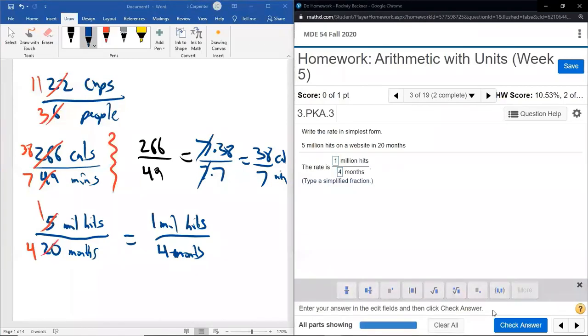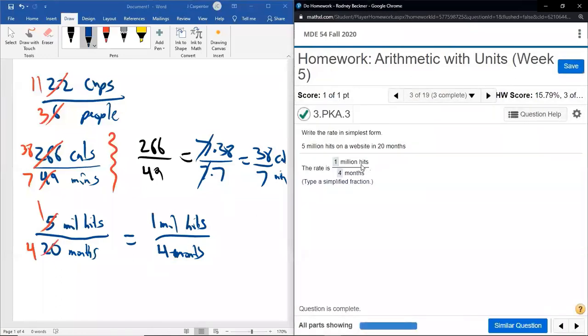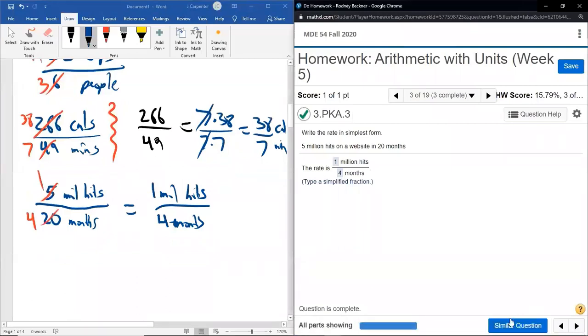So we'll do 1 million hits for every 4 months. Let's see if we get it right. And we did. See, if I had typed a bunch of zeros... let me hit similar question. Now I got 5 million hits over 15 months. So what if I did it this way?